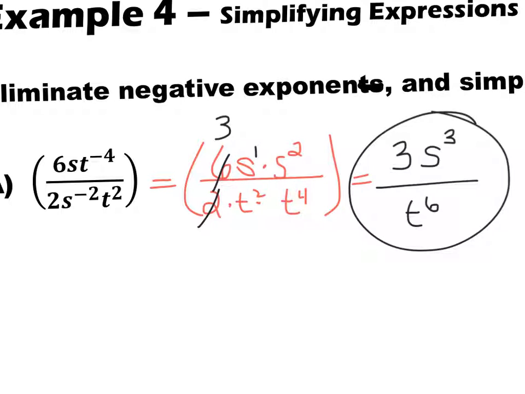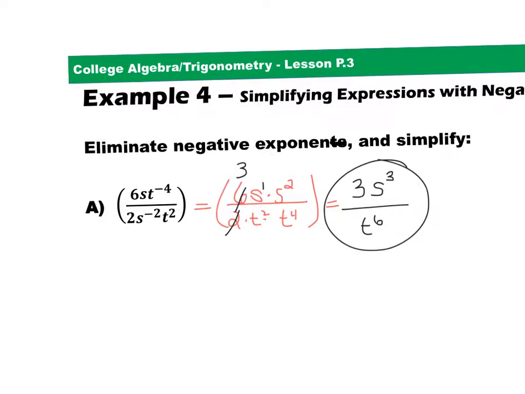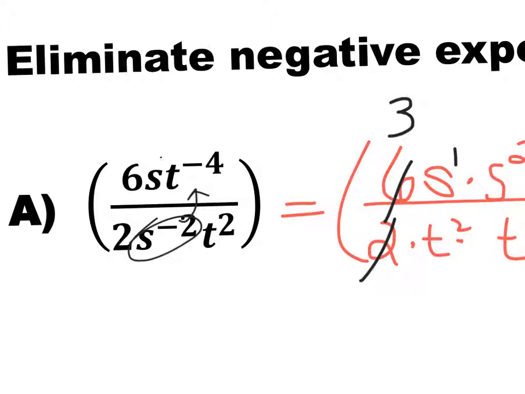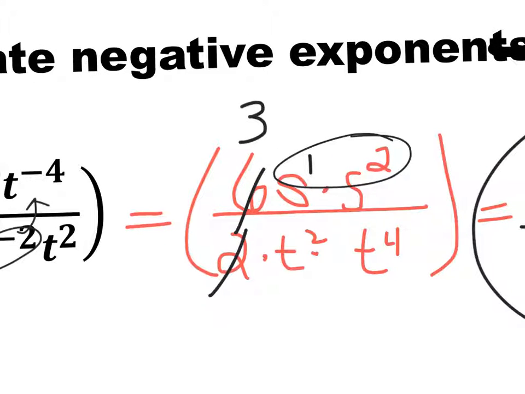Now check. Do you have any negative exponents? No. Do you have any constants or numbers that can be simplified? No. Do you have any letters that are the same on top and bottom that you can cross out? No. Okay, we're good. Wait, how did you get S to the third? Because, do you see how there were 2 S's down here? Right? So I moved them up to the numerator to make them positive. So then I had 1 S already, and then I moved the other 2 up here, so I had a total of 3.